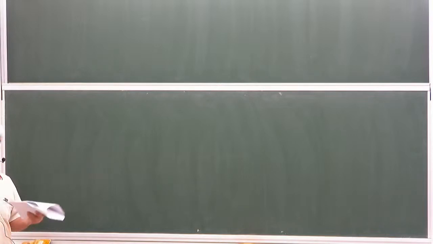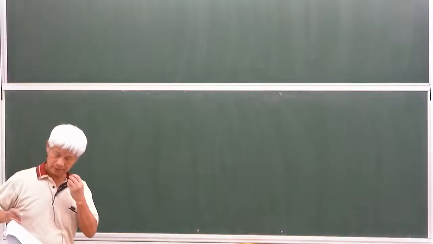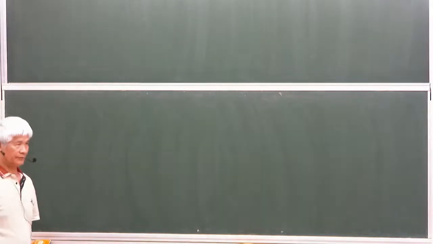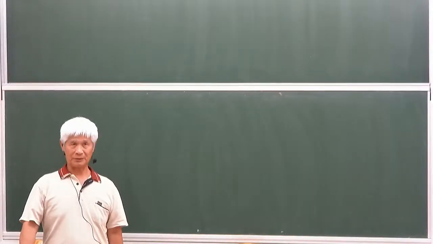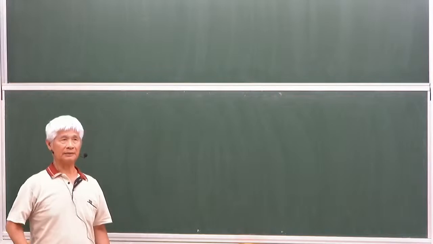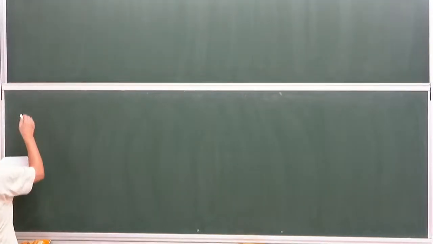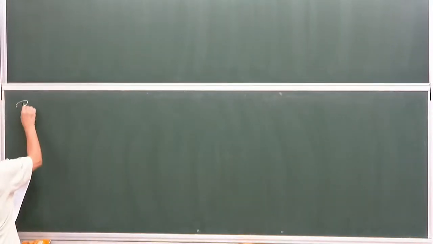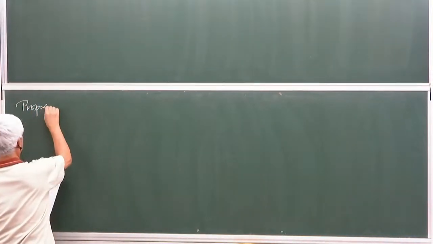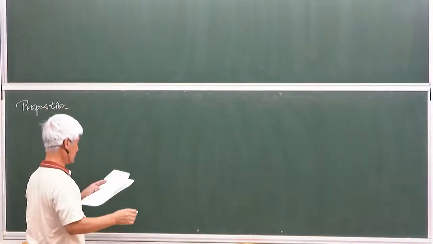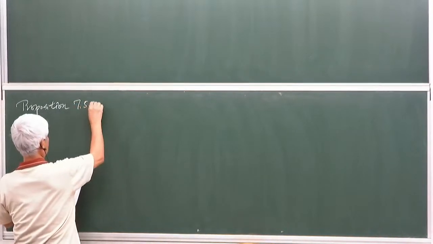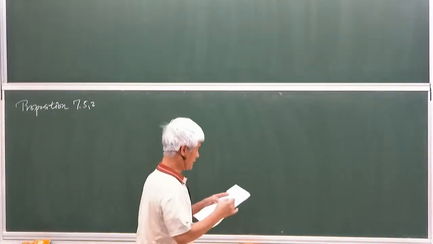Right, so last Tuesday, we introduced the concept of conditional variance of a random variable X with second moment, given an arbitrary random variable Y. And so there is a so-called conditional variance formula, and it is stated in Proposition 7.5.2 in the textbook.